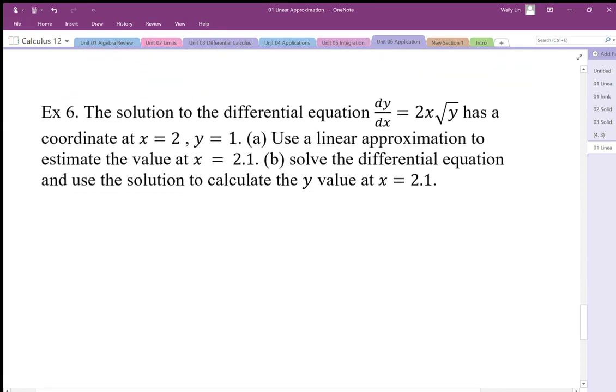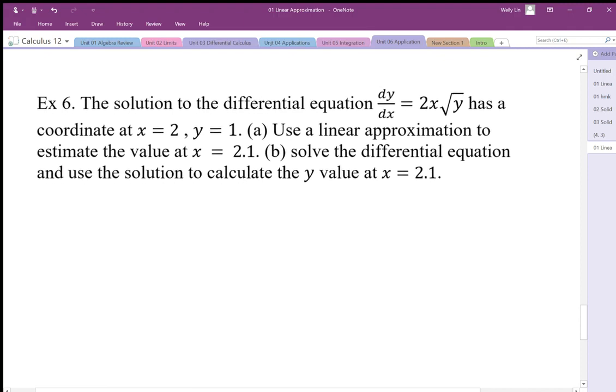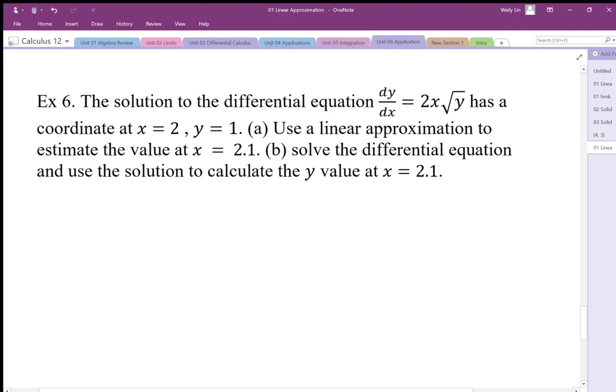Okay, for this one here, it's the same issue. I've been given a derivative, but I don't know the point. This one I can actually separate and integrate. Okay, so we'll do that afterwards, but let's use our linear approximation first.